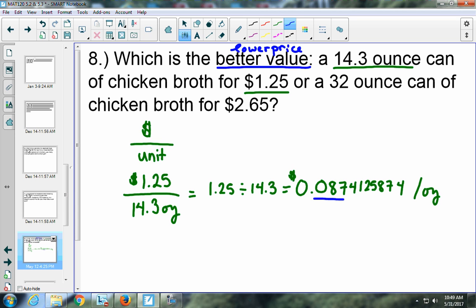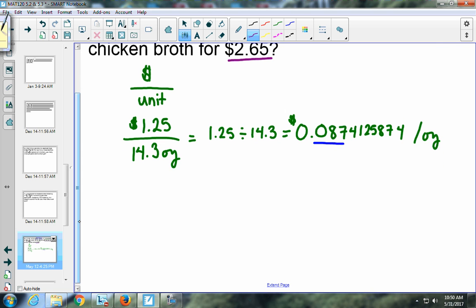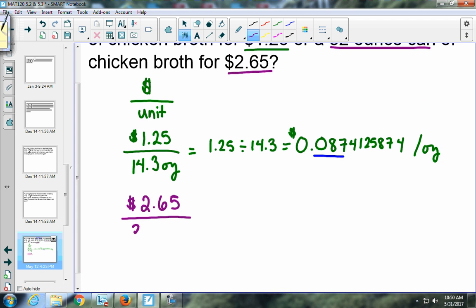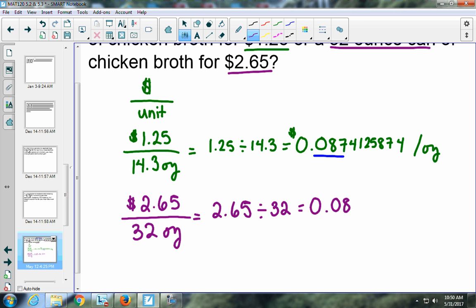So we're going to do the same thing and look at this other chicken broth, the 32 ounce can for $2.65. So once again, I'll take my money, the $2.65 they want for this 32-ounce can of chicken broth. Just like before, you'll type in your calculator, 2.65 divided by 32. And when you do that, you'll get 0.0828125. And we have the same units as before.